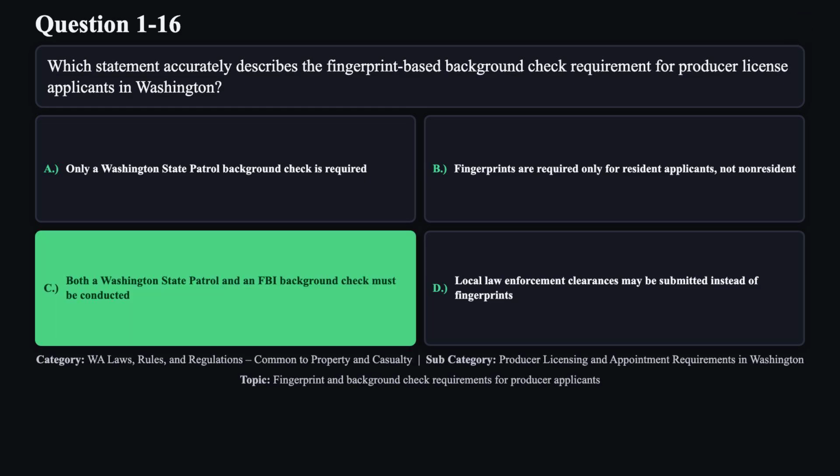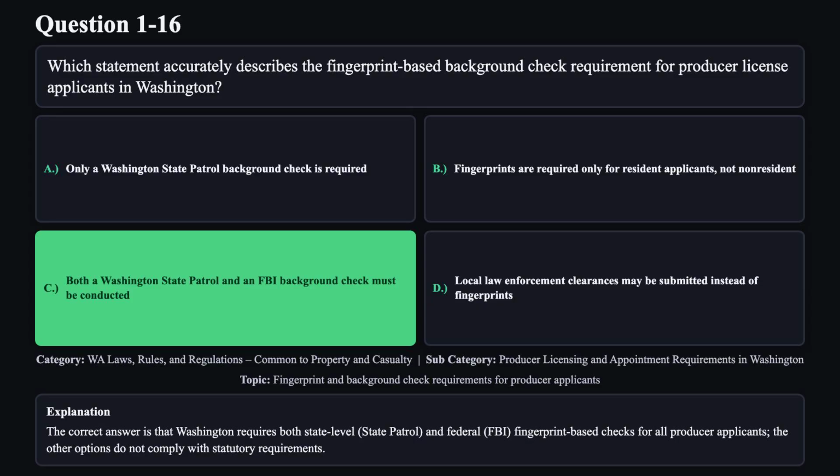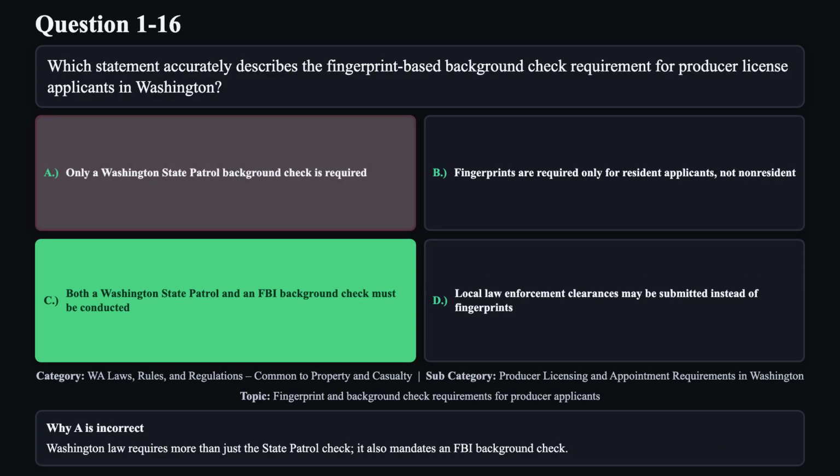The correct answer is C. The correct answer is that Washington requires both state-level, state patrol, and federal FBI fingerprint-based checks for all producer applicants. The other options do not comply with statutory requirements. Reason A is not correct. Washington law requires more than just the state patrol check. It also mandates an FBI background check.